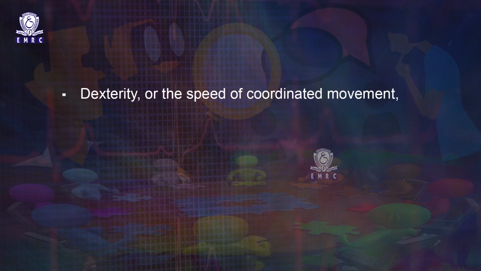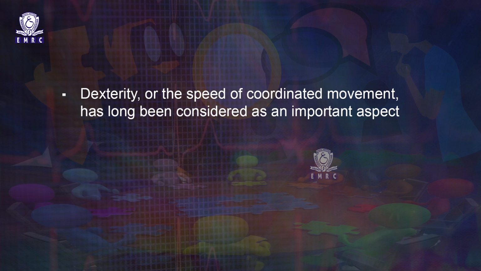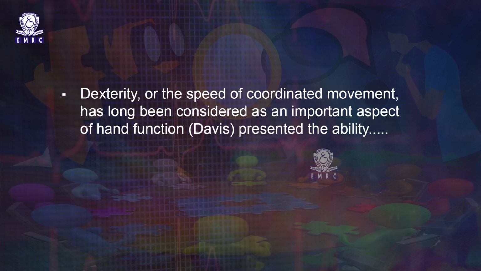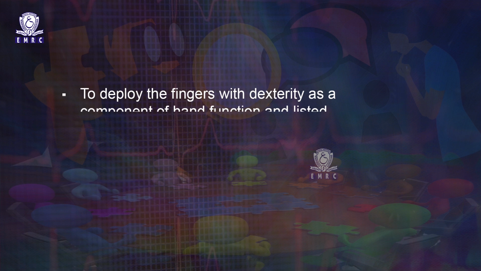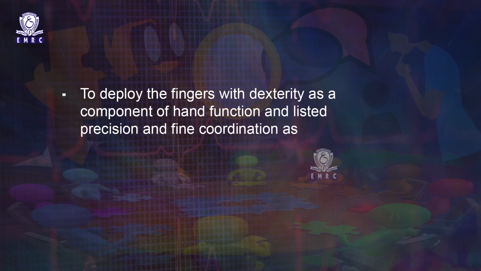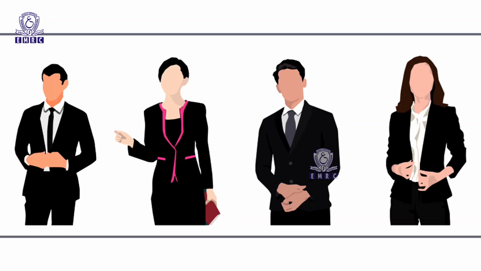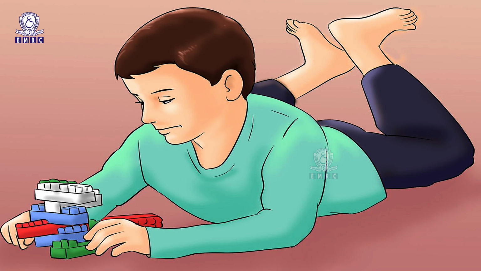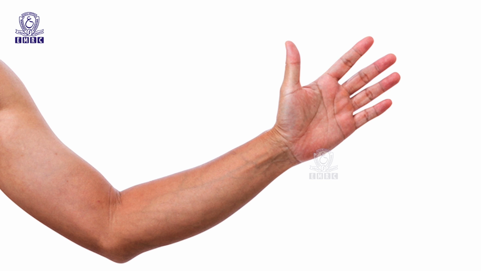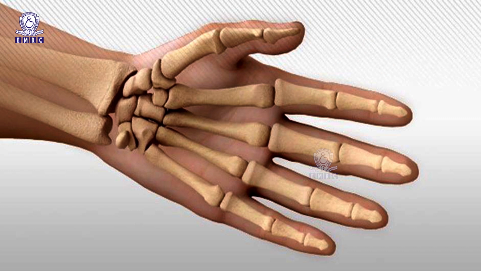Dexterity, or the speed of coordinated movement, has long been considered an important aspect of hand function. Davis presented the ability to deploy the fingers with dexterity as a component of hand function and listed precision and fine coordination as elements for its evaluation. Professionals generally agree that there are different types of dexterity. As early as 1949, Super differentiated between gross and fine dexterity, stating that tests for arm and hand coordination require gross movement, whereas fine assembly work involving the wrist and fingers requires fine dexterity.